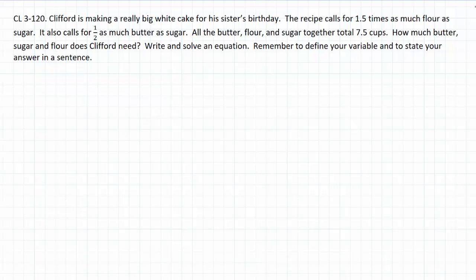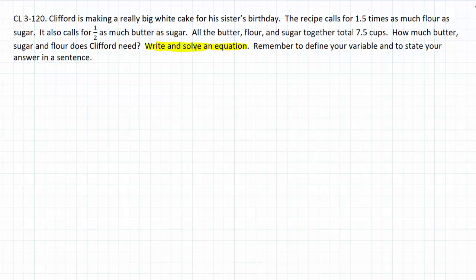Write and solve an equation. Remember to define your variable and to state your answer in a sentence. Okay, for 120, we're starting to relax on the 5D process, so we're not going to ask you guys to show your steps as far as the trials, but we do need to make sure that we're able to write and solve an equation.